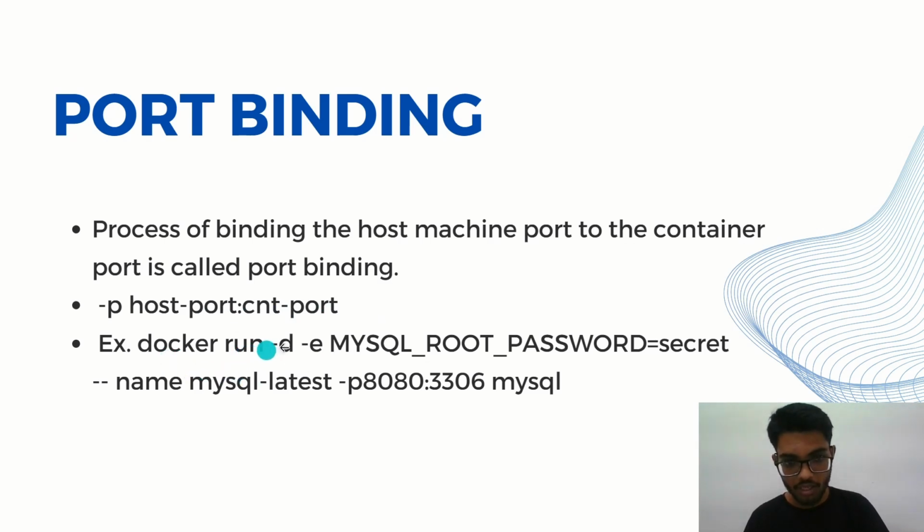An example is docker run -d, which means background mode. This is an environment variable; you can skip that, I will discuss it as well. Name MySQL latest. You can see -p 8080:3306. MySQL generally works on 3306. I want that in my local machine, whenever a request comes on port 8080, which is a port of my host machine, the request should be sent to port 3306 of my container. That is why I have mapped my host machine port to my container port. It is a very simple procedure.